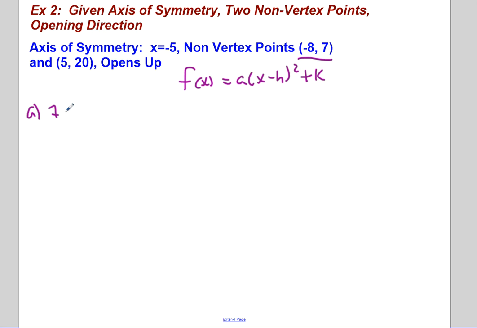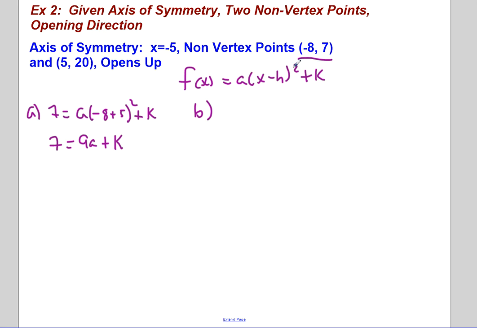Well, we know that 7 is equal to a times, well, there's my x of -8 minus a positive, well, minus -5, so 8 plus 5 squared, all right? And then we're going to add k, because we don't know what it is. So we're just going to simplify this. We have 7 is equal to, that's just 9a plus k. We'll leave it in that form for now.